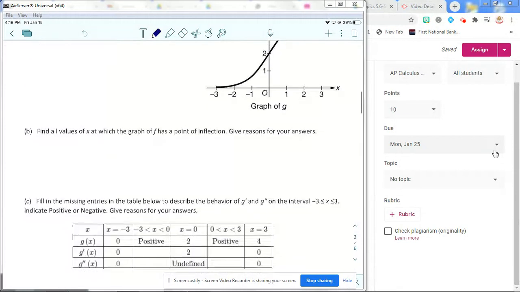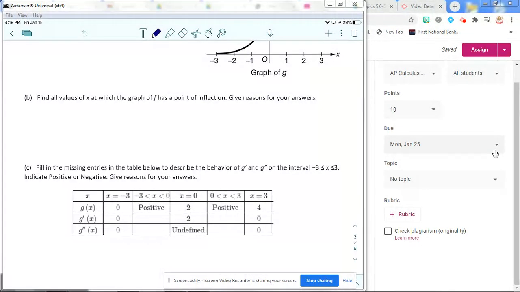So don't forget, when we're talking about point of inflection, that's where the concavity changes, and to get that, we are going to need the second derivative. So I'm just going to rewrite my first derivative here, and then we'll find it together.